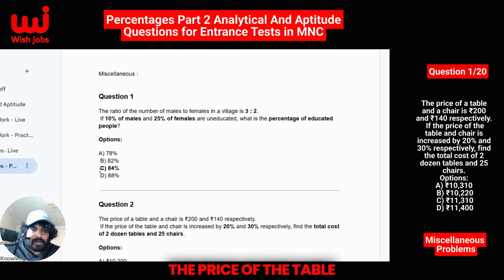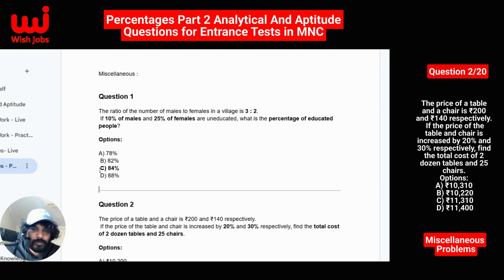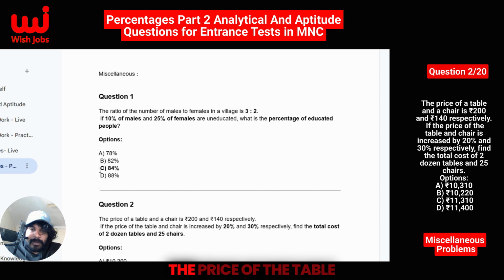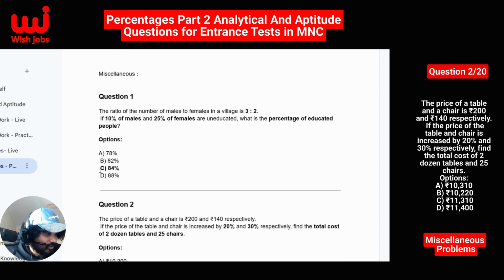The price of the table and chair. Price of the table equal to 200, and price of the chair is 140. This is the first statement. This is the second statement. The price of the table and the chair is increased by 20% and 30% respectively. Find the total cost for 2 dozen tables and 25 chairs. You just need to solve it and then substitute the values.